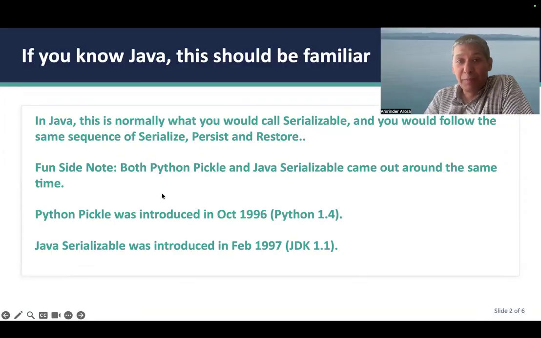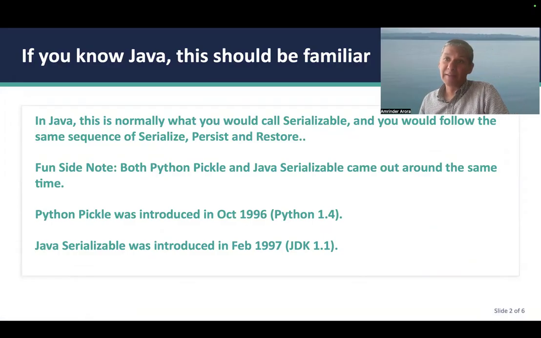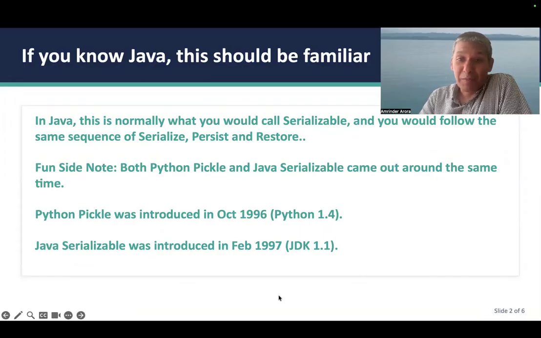Now, the fun side fact, both Python Pickle and Java Serializable came out around the same time. Python Pickle in October 1996 as part of Python 1.4. Java Serializable in February 1997 as part of the first major upgrade of Java, Java 1.1. Now, as a side note, Python is right now at Python 3, JDK 26. So there's a lot of inflation in Java in that sense.